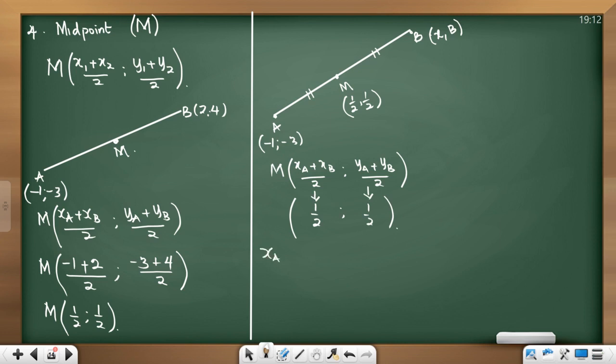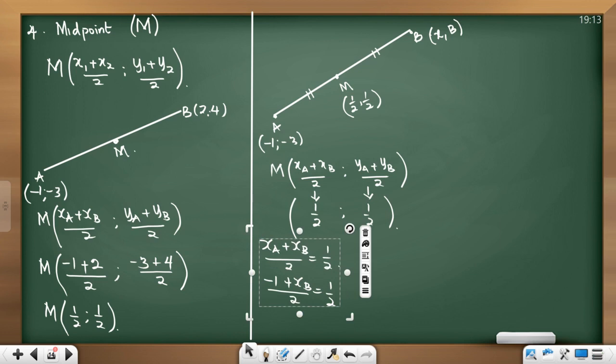Oh, lovely. So xA plus xB over 2 is equal to 1 over 2. That is what it means. Now, what is the x value of A? Negative 1. Do I know the x value of B? No. Over 2. You can cross multiply, but if you know your maths, since the denominators on both sides are the same, my numerator would be the same. It means that my xB will therefore be, all right, you can cross multiply, guys.